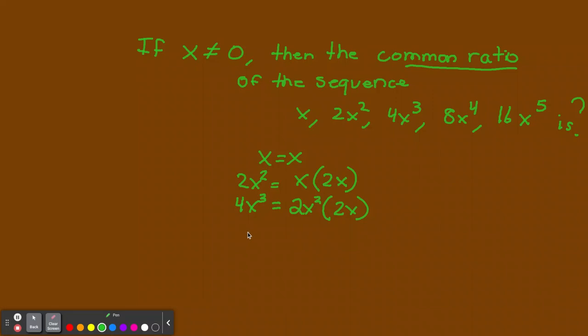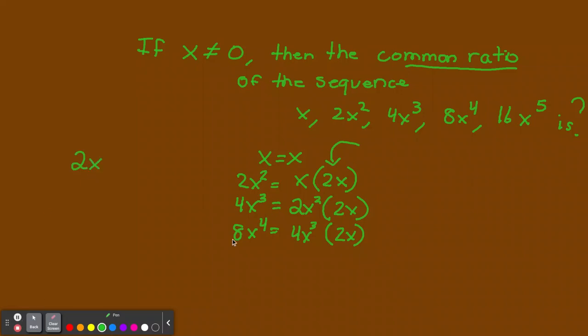What happened before? Let's look at the next term, 8x to the fourth. Well, if we take the term 4x cubed, what we got before, and we times it by 2x, do we see a pattern already? 4 times 2 is 8. x cubed times x is x to the fourth. So we can see this 2x right here. That 2x is appearing over and over again. So the common ratio is 2x.